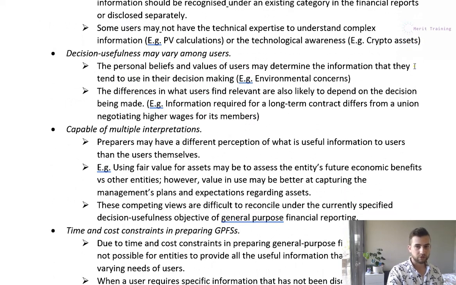And some may not have the technical expertise to understand it. For example, present value calculations, where you've got to do discounted cash flow, or maybe it's technological awareness, for example, crypto assets.